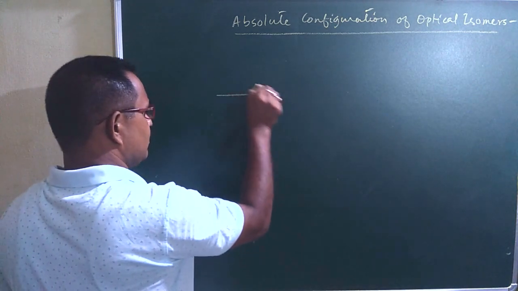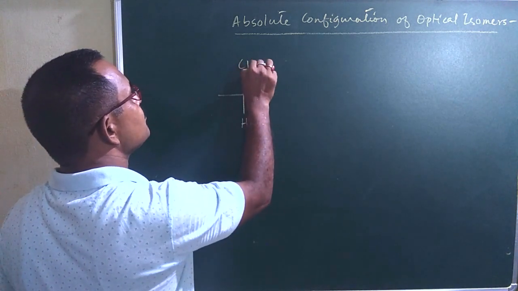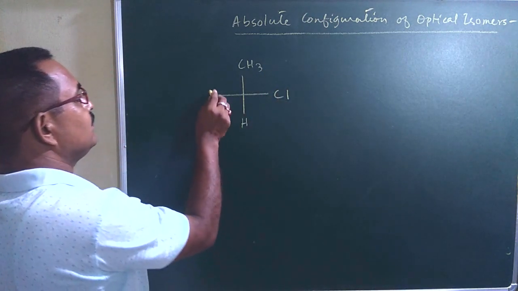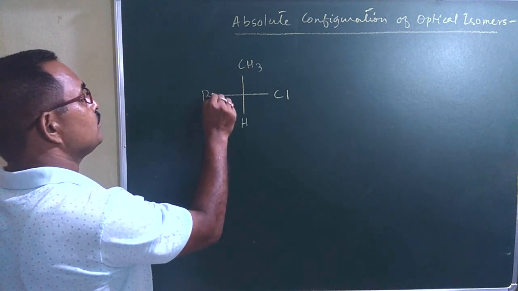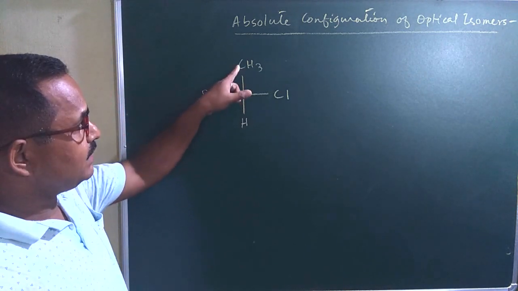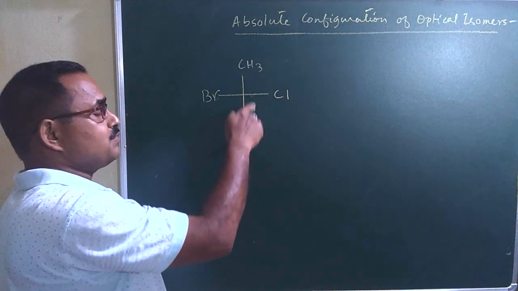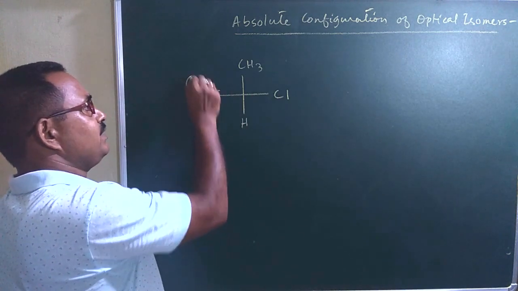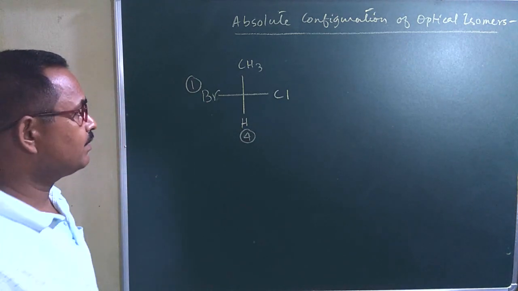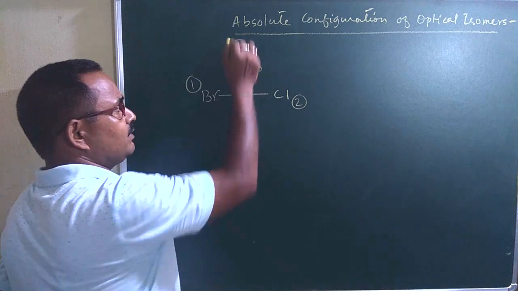Consider this case. So this is hydrogen, this is methyl, this is say chlorine, and this is suppose bromine. This is definitely a chiral carbon because it has 4 different groups attached with it. Now among those different groups, first priority will be with bromine and last priority will be with hydrogen. So this is priority 1, this will be priority 2, and this will be priority 3.